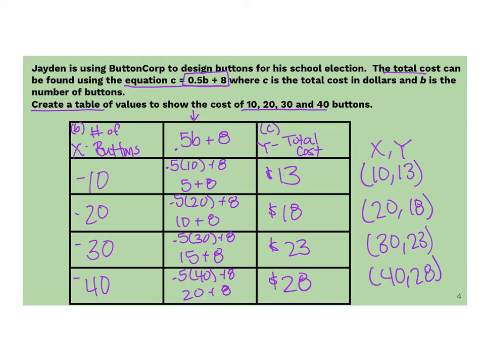Okay? That's all I can see from the table. I don't know 50 buttons. I don't know 60 buttons. I don't know 100 buttons. I only know the number in the table. If I want to know the cost for any number of buttons, well, that's what I use the equation for, right? The equation allows me to figure out the cost for any amount of buttons because I can plug in for B any number I want. So the equation is good for any number. A table is only good for the specific numbers in the table.